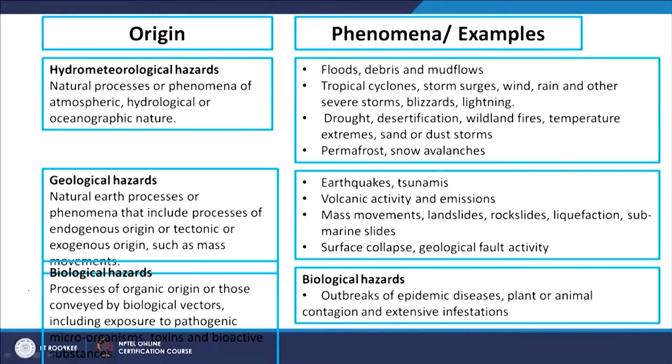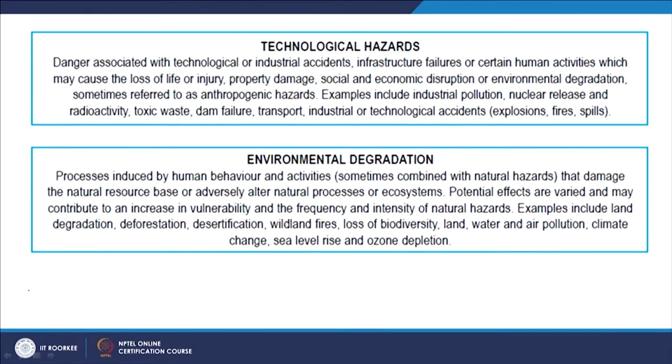We have also biological hazards like outbreaks of epidemics, some kind of animal contaminations, or extensive infestations. These are considered to be biological hazards. We are also not very related here, but we can also consider some technological hazards that can happen through disasters, and also some environmental degradations which can also cause disasters.